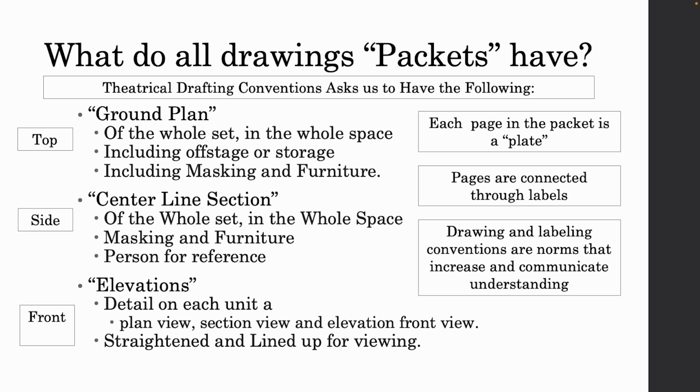these things are all straightened and lined up neatly so that we can view them all together and then look to make them. Each page in this packet is called a plate, and the pages are connected through labels. So we label every flat or every unit a different letter, and that way the letter on the ground plan is referenced, the letter on every elevation is referenced, and it helps us to move through this document and know if we're looking at an elevation of an object that is pulled out of context, we can always go back to the ground plan and understand what it looks like in context.